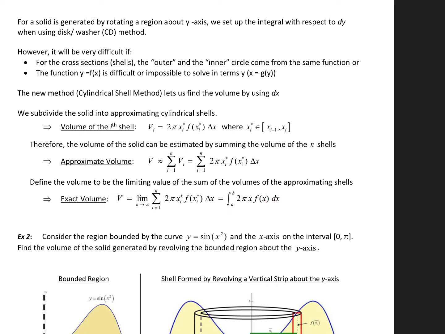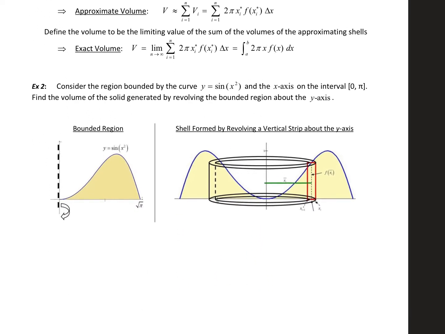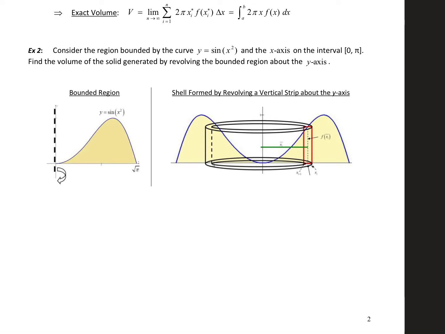All right, let's try some examples here. Let's do example 2. Consider the region bounded by the curve y equals sine x squared. So this is how the graph looks, and the x-axis, so the graph goes like this, the x-axis is like this. So this is the region R. Label that. On the interval 0 to pi, here it is, a typo, it should be radical pi, not pi. So it's radical pi. Sorry about that.